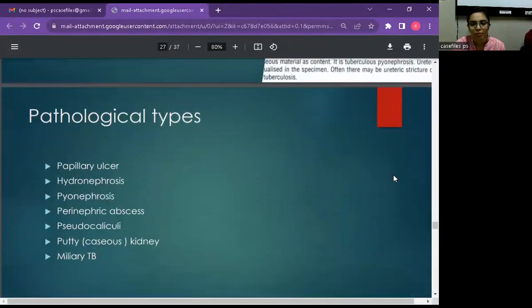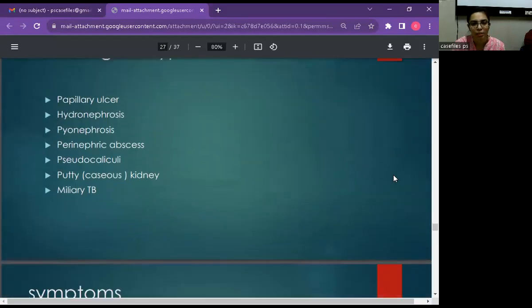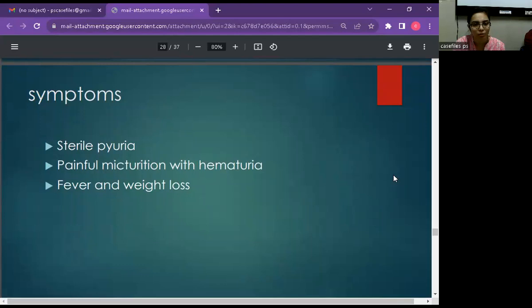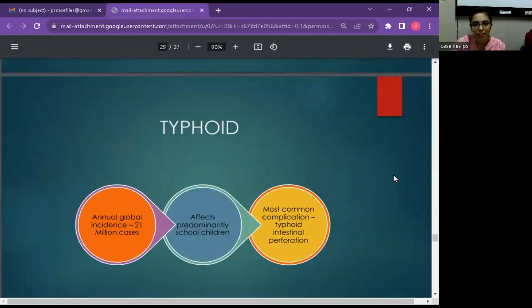The pathological types of genitourinary tuberculosis can present with involvement of papillary ulcer, and can be hydronephrosis, pyonephrosis, perinephric abscess, or pseudocalculi, or putty kidney, or when gaseous material involves the whole kidney. In symptoms, other than basic constitutional symptoms of tuberculosis, there can be sterile pyuria, painful micturition with hematuria, and fever and weakness. This is tuberculosis.